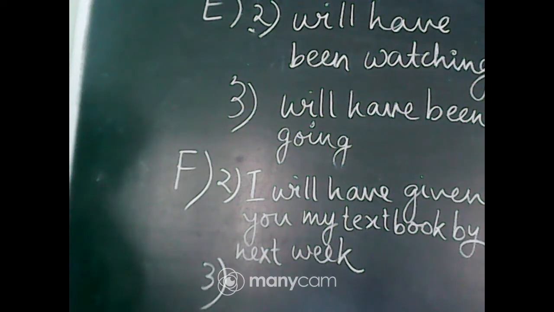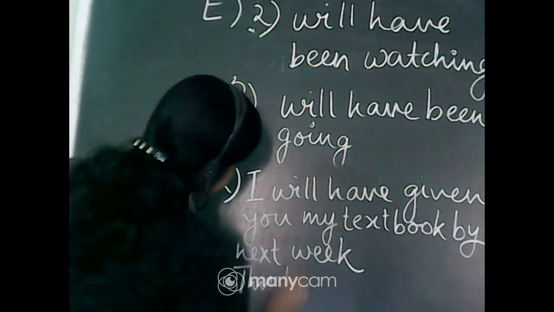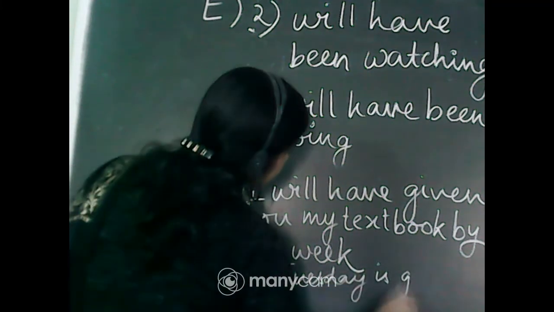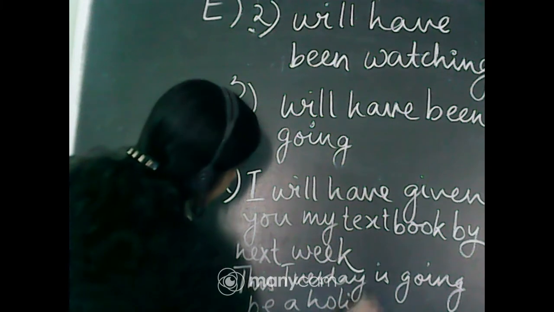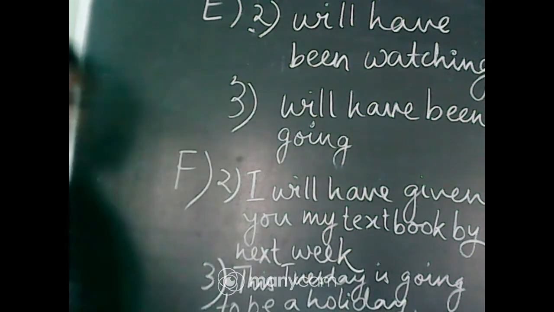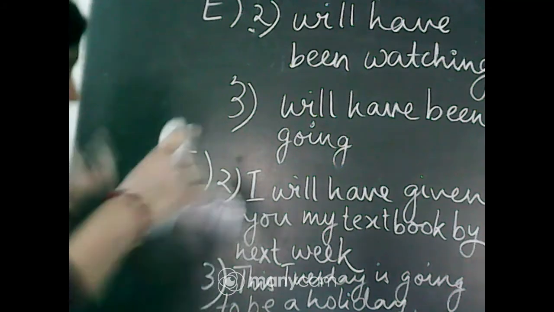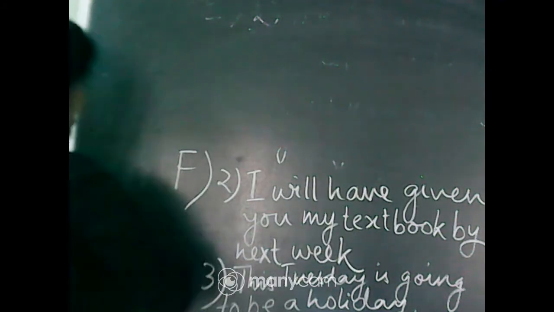This Tuesday is going to be a holiday. Do it in the copy. Do it fast. Number 4, Meenu will be sitting in meditation for 2 hours. Meenu will have been sitting. Will have been sitting. Future perfect continuous tense.